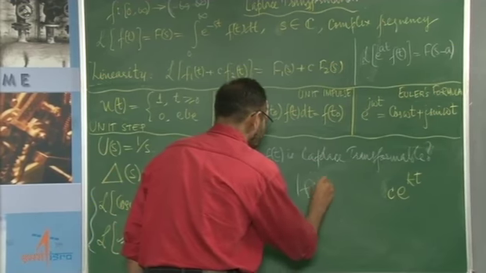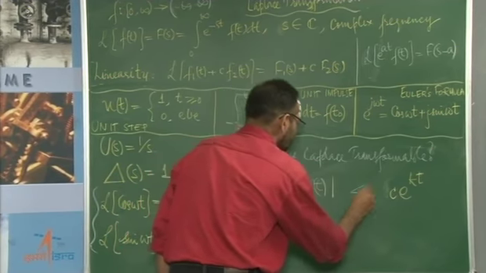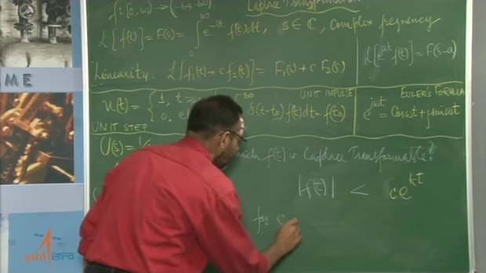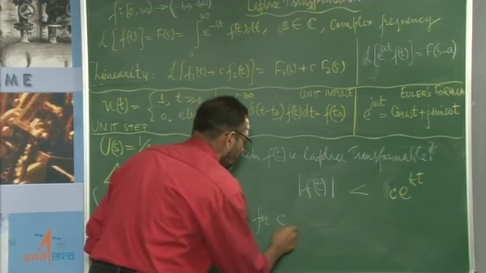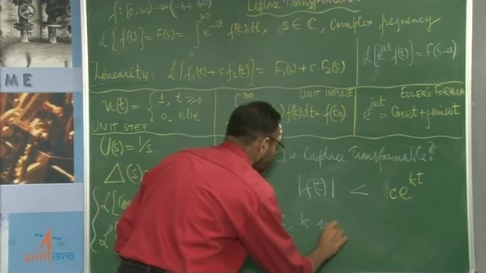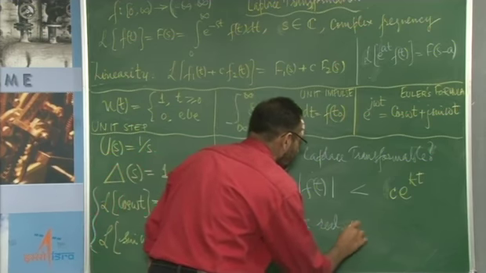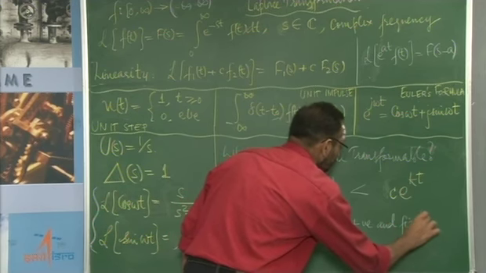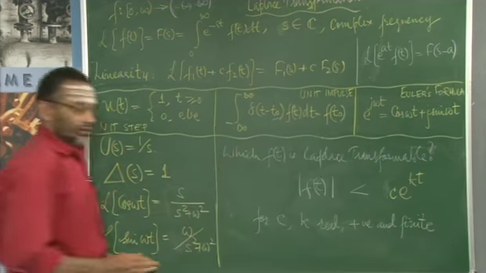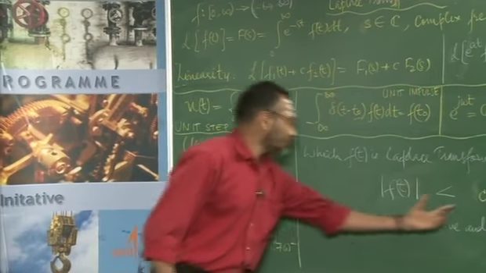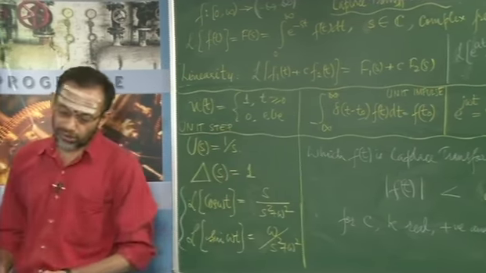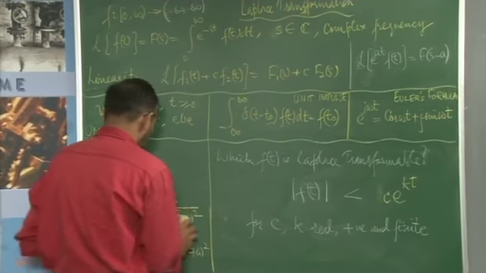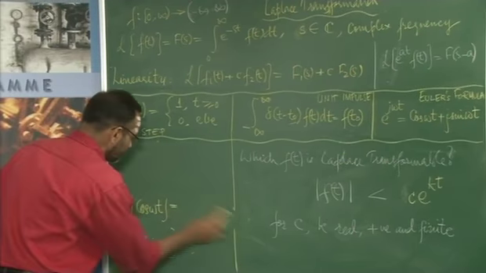Modulus of f of t must be less than this for some k, real, positive and finite. This is what it means. So, if this is true, then we say the function is of exponential order. Now, what is the use of defining something like this?